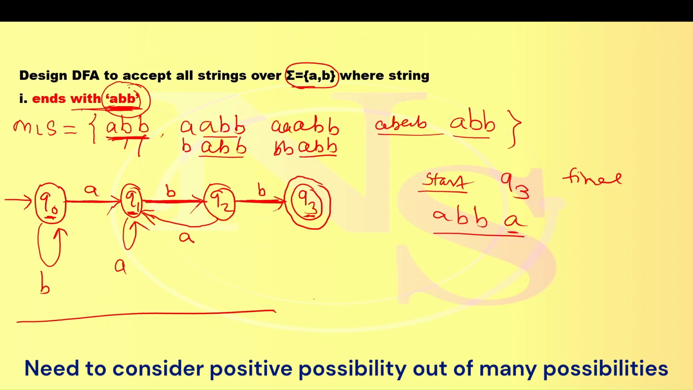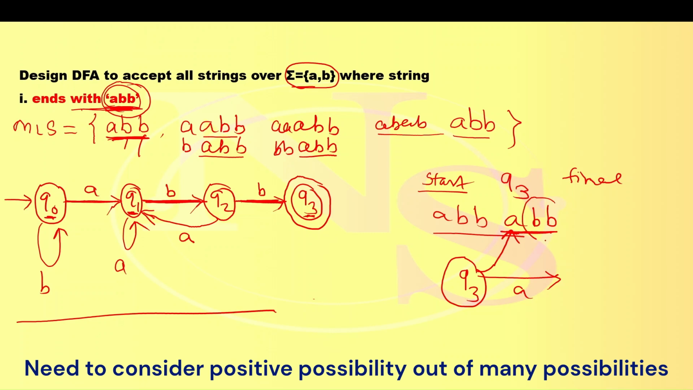To make it valid, the string should end with ABB. So A is already there, write down the double B. Now the string becomes valid. But how to find the transition? I am trying to find the transition from Q3 for symbol A.